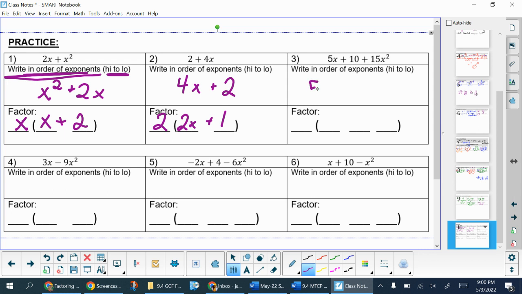Okay, here I'd have 15x squared plus 5x plus 10. So I just moved that one to the front because it's the biggest. My greatest common factor here is just 5. And I'd have 3x squared plus x plus 2.